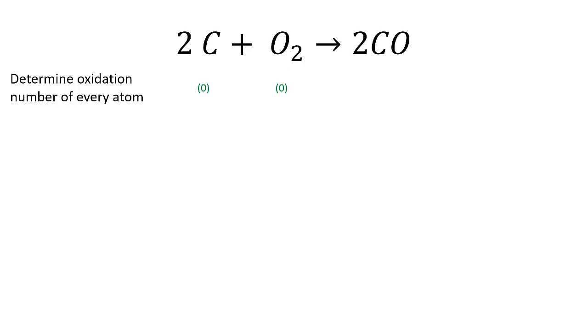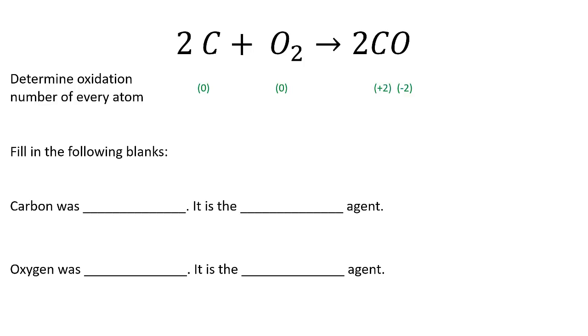Now you might have been tempted to put oxygen as -2. Remember, for oxidation rules, you have to remember that if oxygen is ever by itself, so no other atom is present with it, and there's no charge indicated, then it's always 0. Then for carbon monoxide, oxygen is -2, which means your carbon has to be +2 to balance it out. Then try and fill in the following blanks.